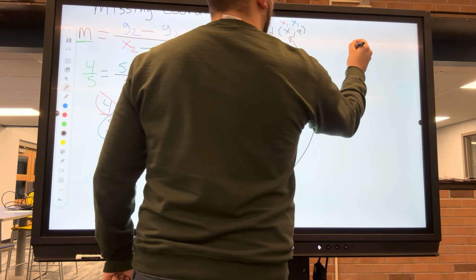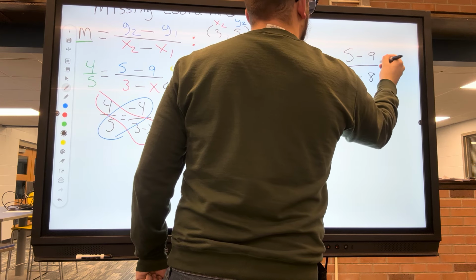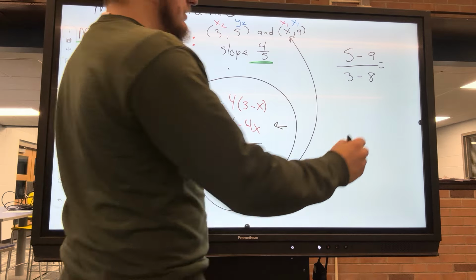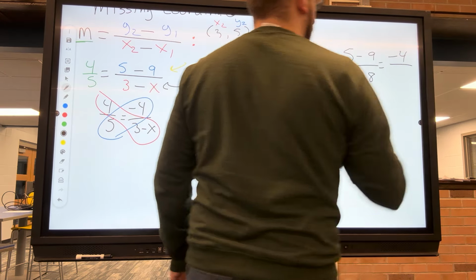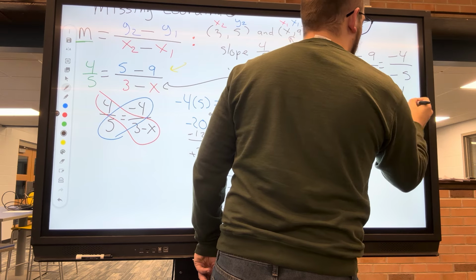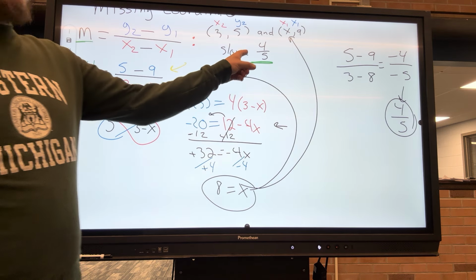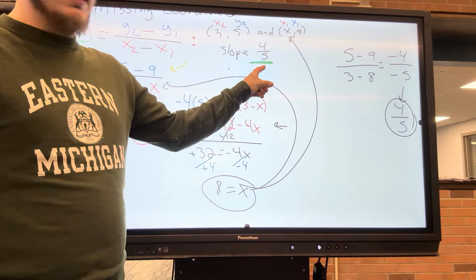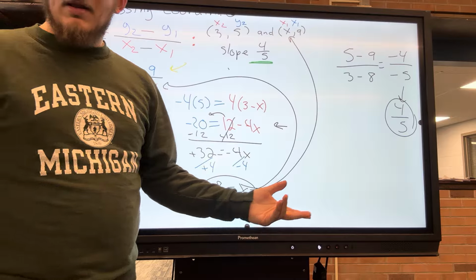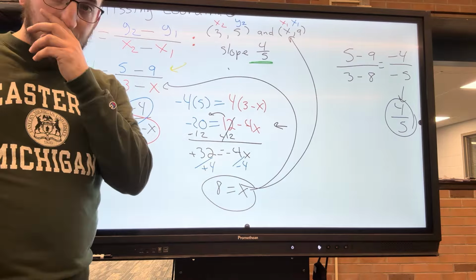My numerator stays the same. My denominator changes to that. Well, 5 minus 9 is negative 4. 3 minus 8 is negative 5. So my new slope, or my real slope, is 4 over 5. Is that what they gave us at the beginning? So my slope is supposed to equal what it is. I know that's a little sloppy, but let's do another example.